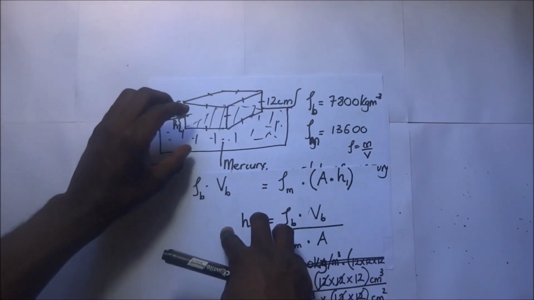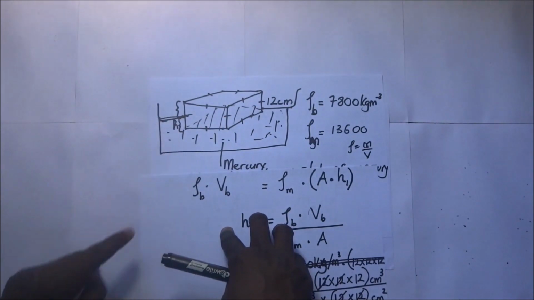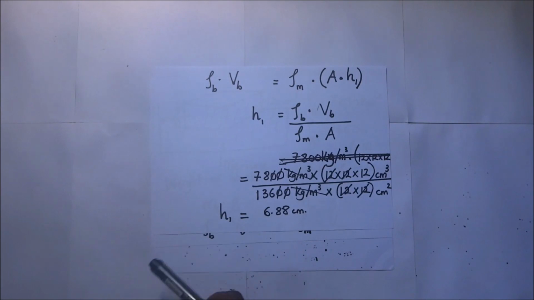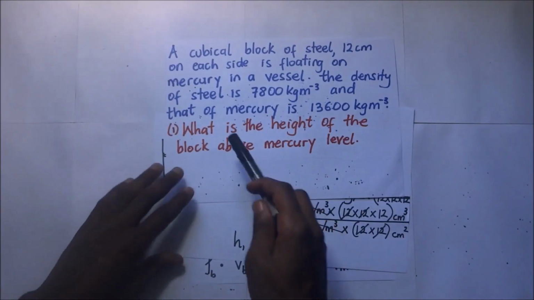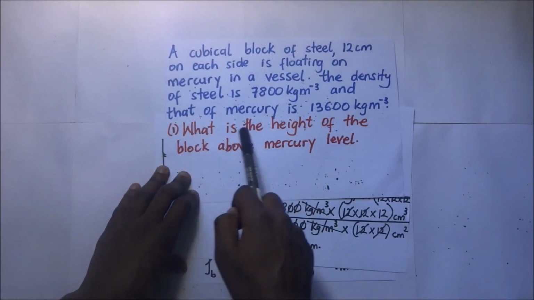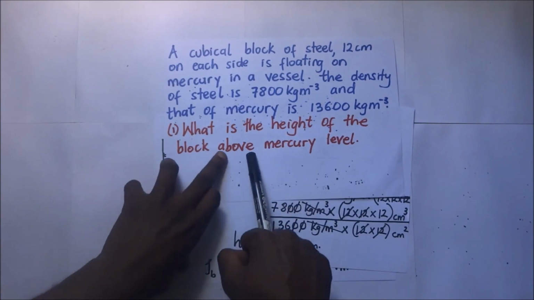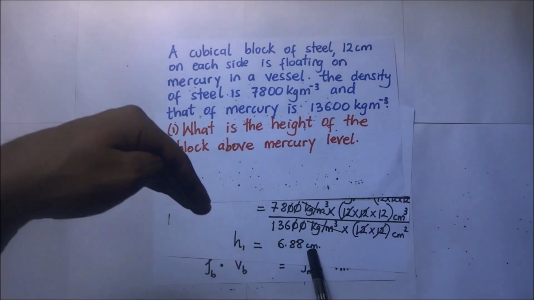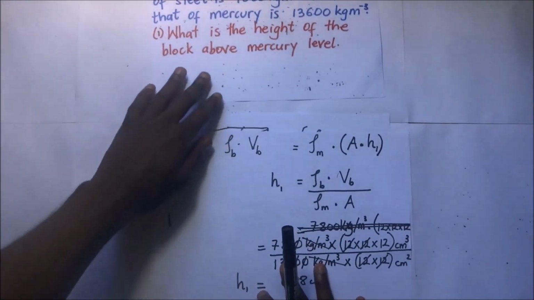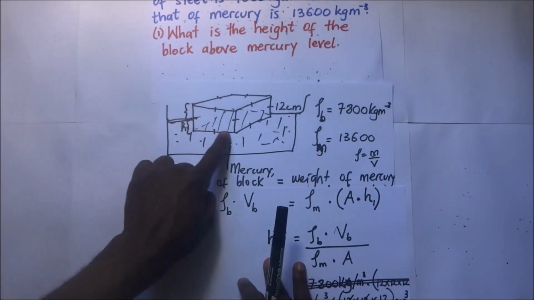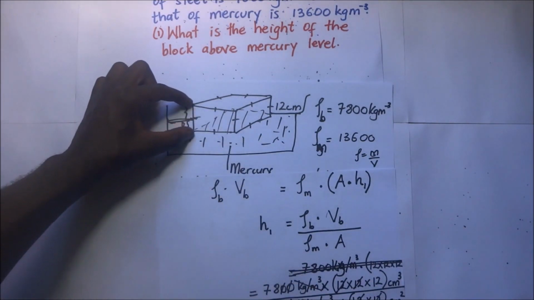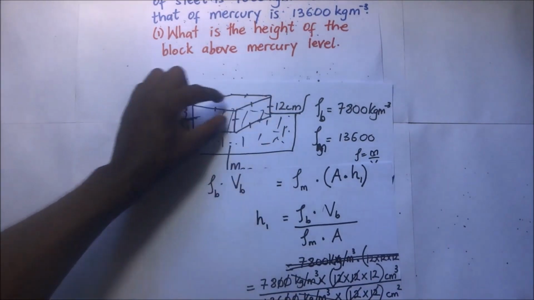Now that 6.88 centimeters, this height we are getting, is actually the height of this solid that sunk in the surface of the mercury. But the question is not requiring us to find this height. If you go back to the question, it actually wants us to find the height of the block above the mercury level. So this is the height of the block that has been embedded into the mercury level according to our diagram here. To get this remaining height, we know that this entire height is actually 12 centimeters.